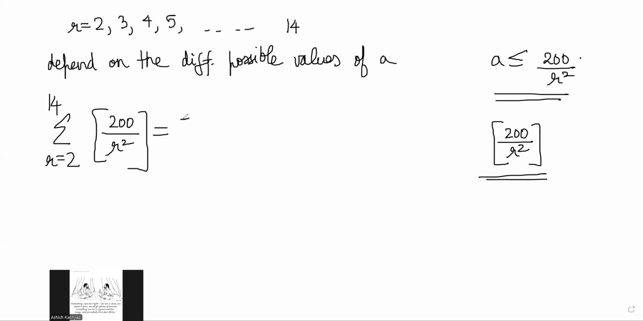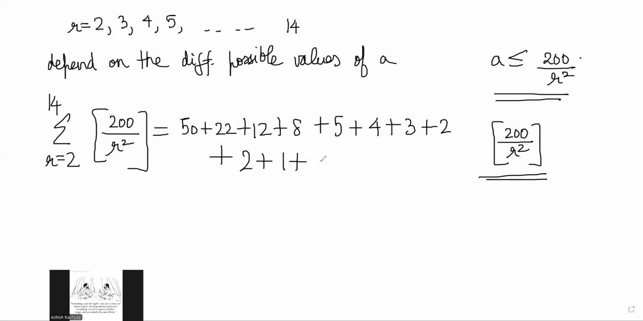And if you evaluate this, it looks like 50 plus 22 plus 12 plus 8 plus 5 plus 4 plus 3 plus 2 plus 2, and then 4 ones will come. The overall answer here comes out to be 112. There are basically 112 different three-term GPs such that each number is a natural number and the common ratio is also a natural number, and the highest number is less than or equal to 200. So I hope you understand how we are getting so many different GPs.